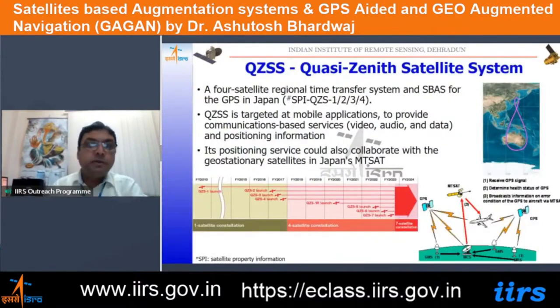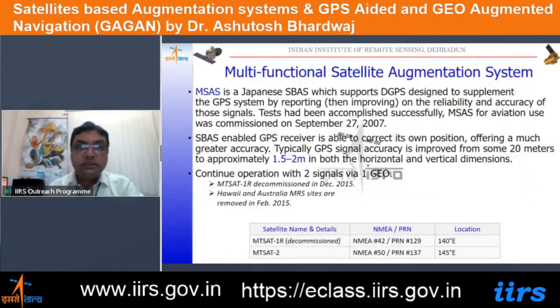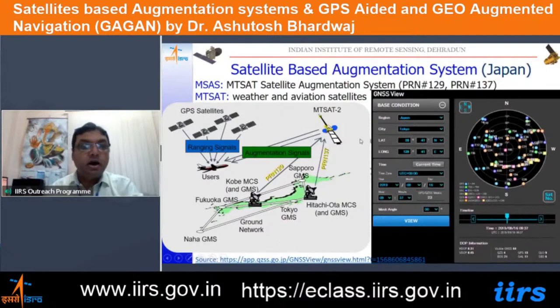So we talked about the WAAS of the US, then the GAGAN of India, and then the EGNOS for Europe. Now this is the Quasi-Zenith Satellite System of Japan, and this is using the Michibiki satellites, which means to guide. So what they are able to provide is 1.5 to 2 meters in the horizontal and vertical dimensions. That is the kind of improvement they are able to make. They also are using the MTSat-2 satellite for this purpose in the geostationary orbit.